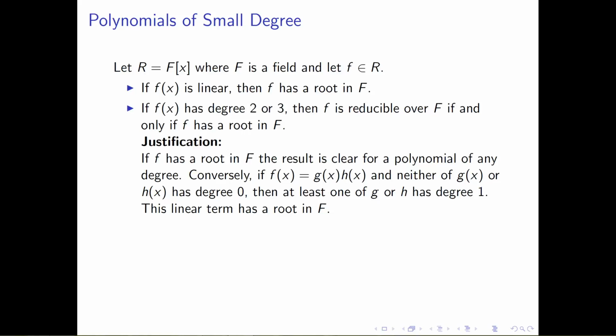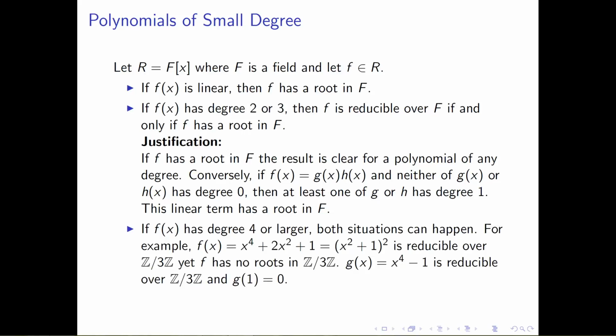The thing that makes this interesting, and the reason that we study this in an abstract algebra class, is that that's the full story only for polynomials of small degree. As soon as you hit 4, trouble starts to arise. That is, if you take a polynomial of degree 4 or larger, then both situations can occur. You're going to lose this if and only if statement.